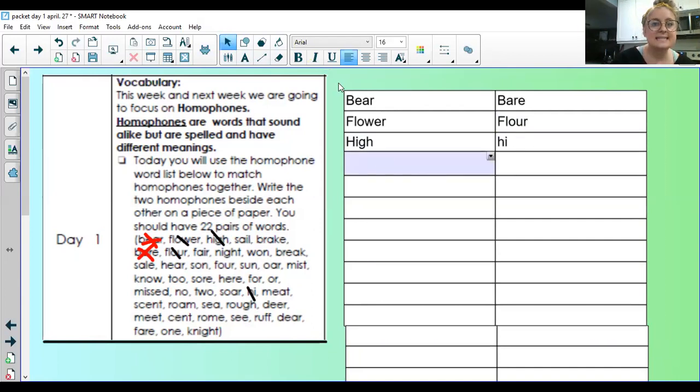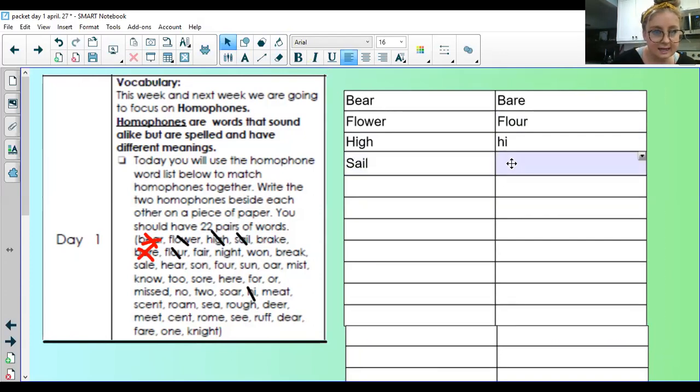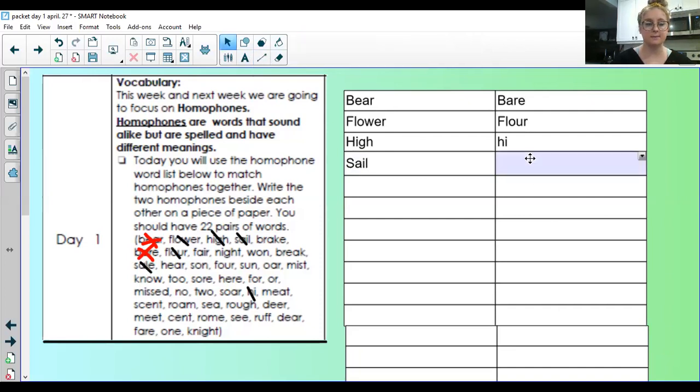Okay. Then we have sail, S-A-I-L. That sail is like the sail on a sailboat. Okay. It moves with the wind. So we have sail. Okay. And then the other sale is S-A-L-E. So that sale is like something goes on sale at a store. That means it's cheaper. You get it for less money.